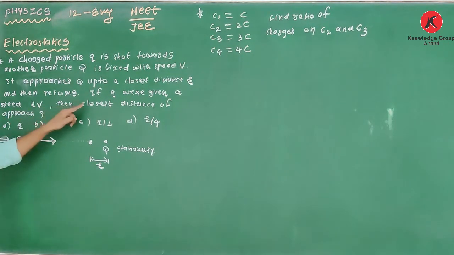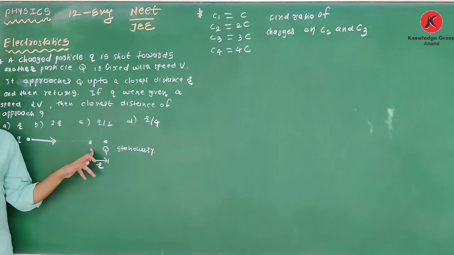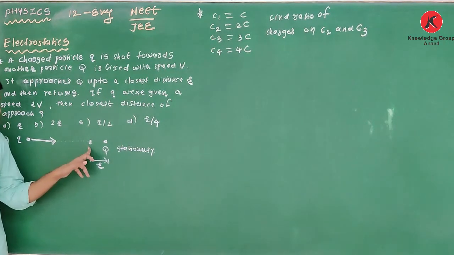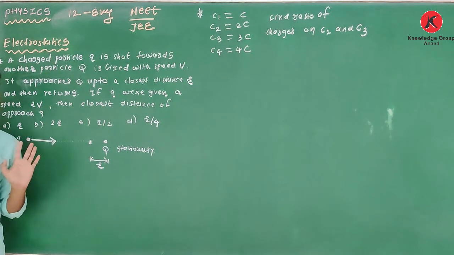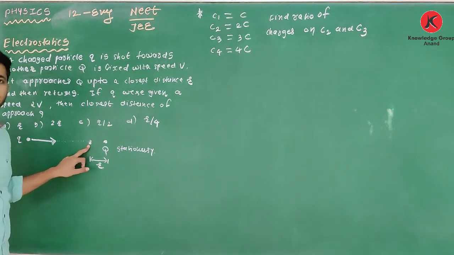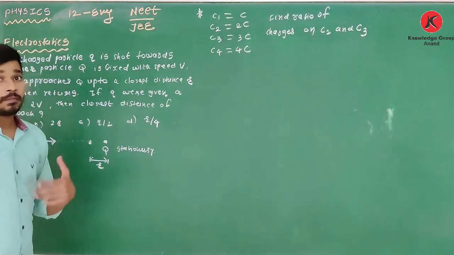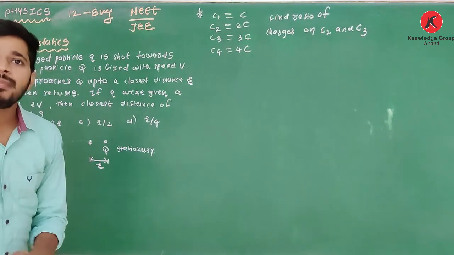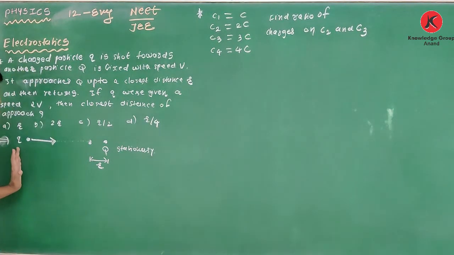What is the closest distance of approach? The minimum distance up to which this charge can move. So this charge is approaching the fixed charge. Its kinetic energy decreases. At this point its kinetic energy becomes zero, but its potential energy becomes maximum. So we can say its total kinetic energy is converted into potential energy at the distance of closest approach.